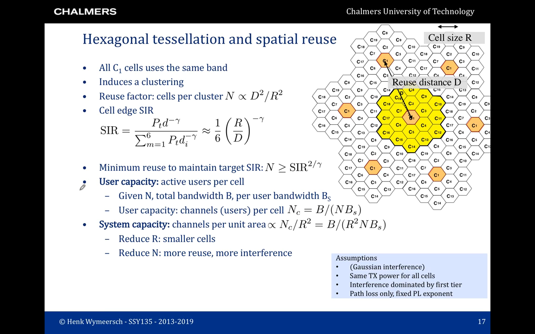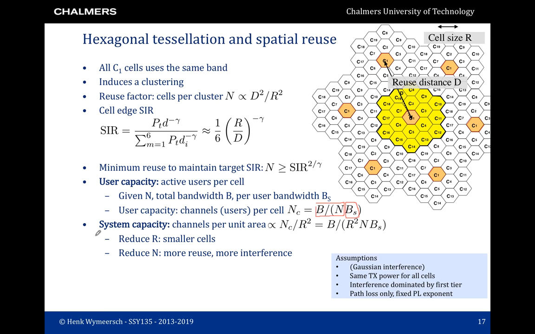We also introduced the user capacity. This is the number of active users that are in a cell. So if you have a total bandwidth B and a reuse factor of n, then each cell will have a bandwidth available of B over n. Let's say each user uses a bandwidth Bs, then the number of users that we can support in a cell is the total per cell bandwidth, B over n, divided by the bandwidth per user. So we see that with a larger reuse factor, we can support fewer users per cell.